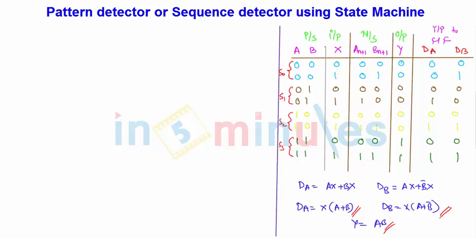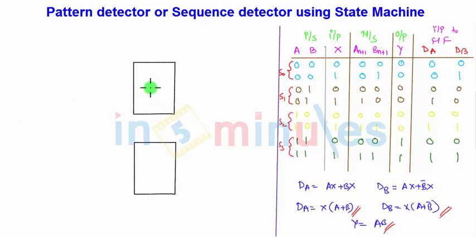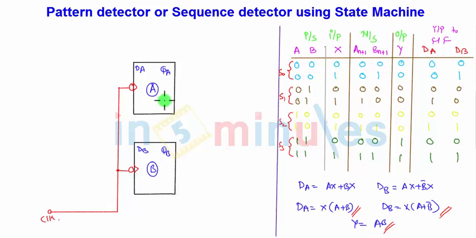So let me draw the diagram. Flip-flop A, flip-flop B. Synchronous flip-flops are used, so the clock is common to both. So here is the clock given to both of the flip-flops. The inputs are DA, DB, and here are QA, QB, QA bar, QB bar.